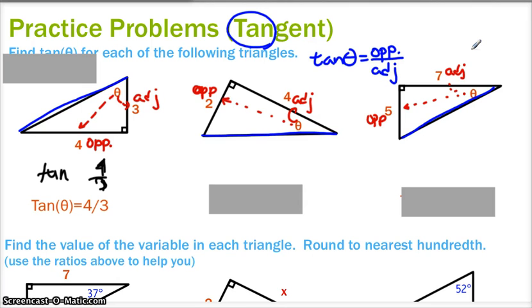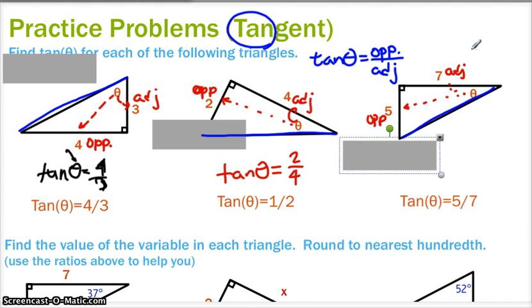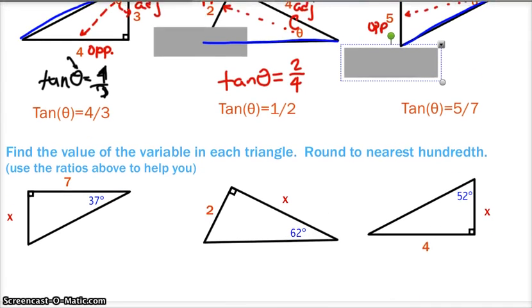You cannot just have tangent equals. It needs to be tangent of theta because this is an angle measurement. So here's the third one, or the middle one. Tangent of theta equals the opposite value over the adjacent, and I reduced. Tangent of theta equals the opposite value, which is the 5, over the adjacent, which is the 7.